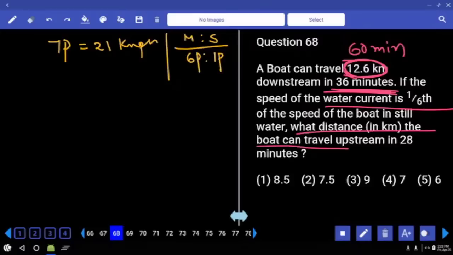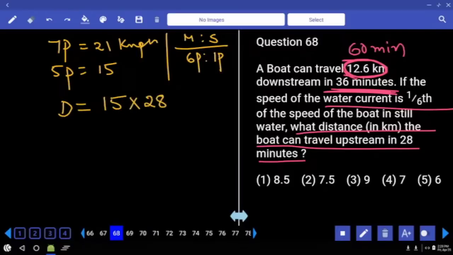What distance can the boat travel upstream in 28 minutes? We want to calculate the distance covered upstream. Upstream from the ratio is 5 parts. 7 parts is 21, so 7 3 times 21, 5 3 times is 15 kilometers per hour. Distance is equal to speed into time. Speed is 15 kilometers per hour and the time is mentioned as 28 minutes, converted to hours by dividing by 60. 15, 4 times 4. Answer: 7 kilometers.